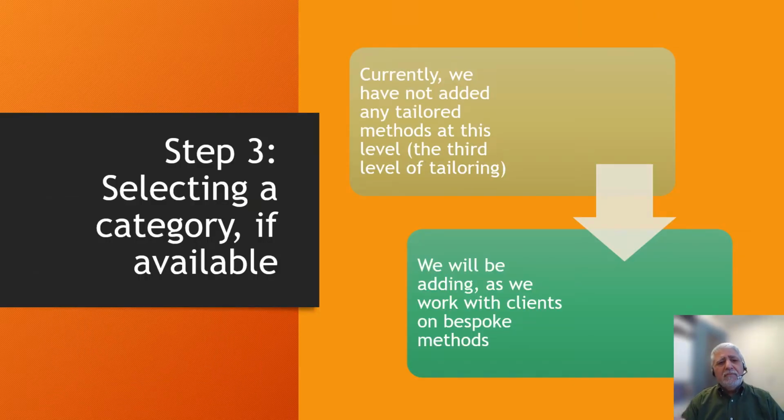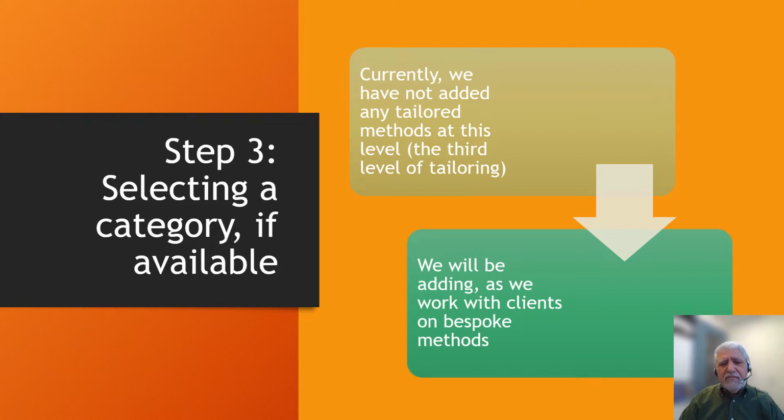Step 3 is selecting a category. Let me take one step back. If we think about, for example, capital project, oil and gas, right? So the sector is capital intensive project. The domain is oil and gas. The category right now, we have not designed any tailored method at that 3rd level. In oil and gas, for example, we could have refineries, petrochemical plants, pipelines, offshore production facilities, and onshore production facilities. There are numerous types of categories of oil and gas projects.